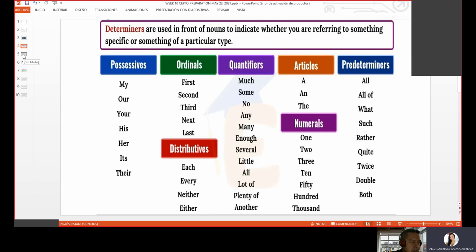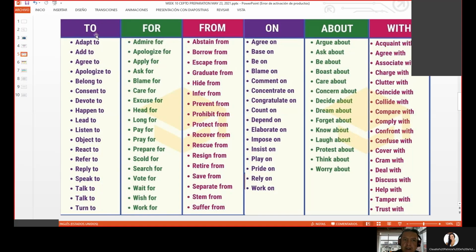And the next skill that is tested is prepositions. Here we have the different types of prepositions, not all of them, because remember there are many, many prepositions. But normally, it's not only prepositions that are tested, but also how prepositions are combined with verbs.